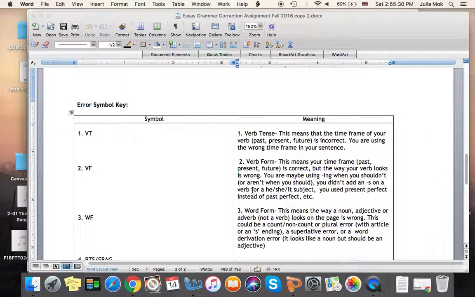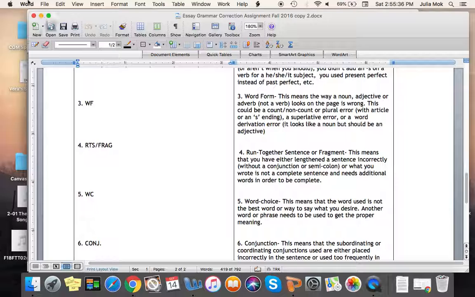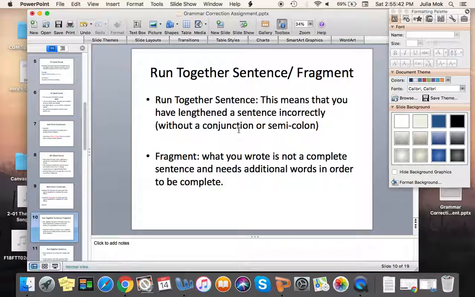The next error that we need to talk about is a run together sentence or fragment error. A run together sentence means that you have lengthened a sentence incorrectly. And in English, the main ways we lengthen a sentence incorrectly is by not using a conjunction or a semicolon where we should. A fragment is kind of the opposite, that what you wrote is not a complete sentence and needs additional words in order for it to be complete.